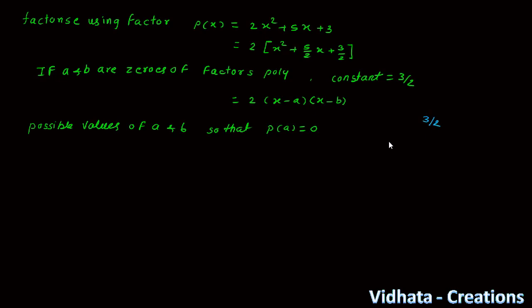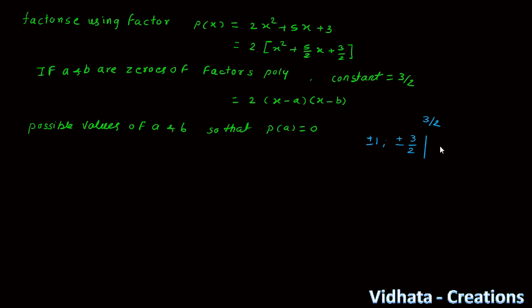Okay, so the possible factors: suppose I consider the value of a as plus or minus 1. At that time the value of b will be plus or minus 3 by 2, because if I multiply these two values, I get the product 3 by 2. How? Plus 1 and plus 3 by 2, 1 into 3 is 3, over 2. The product of these two will be 3 by 2. If I use minus values, minus 1 into minus 3 by 2, again I will get 3 by 2.